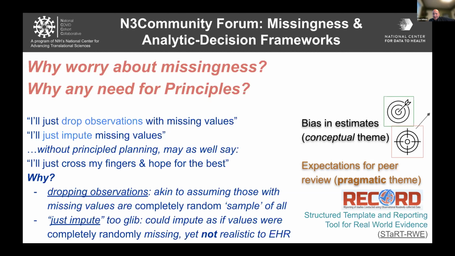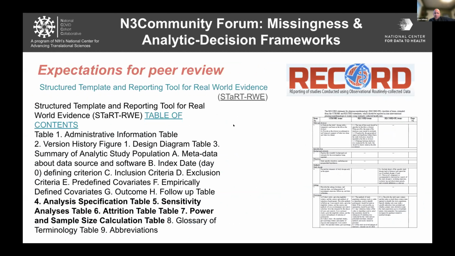And there's still this expectation in peer review that you'll have dealt with your missing data, as you see here. If you go to the STaRT-RWE, the structured template and reporting tool for real world evidence, as adopted in a lot of regulatory contexts, or RECORD, or the STROBE, strengthening the reporting of observational studies in epidemiology, extension for EHR-based data, it's all part of those things. So to have some idea up front of how to consider the way the data got to you, and how you're making choices to get your way towards some findings from a given analysis, is all part of what's expected in peer review.